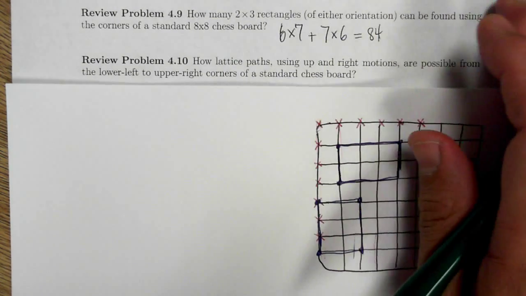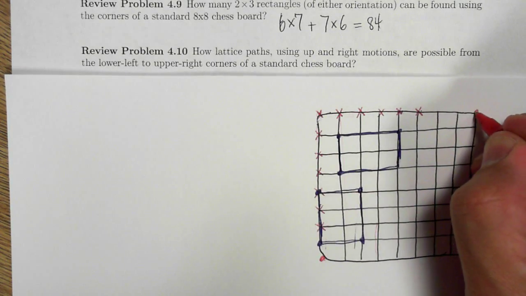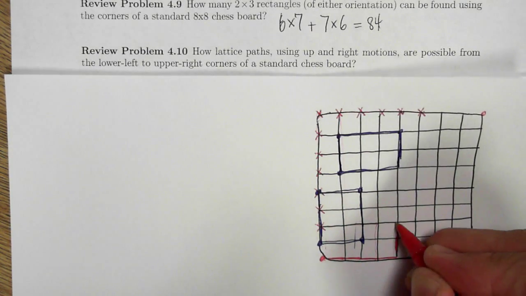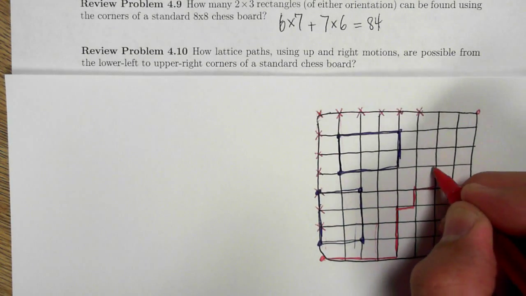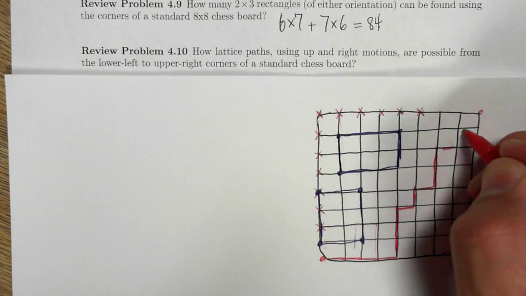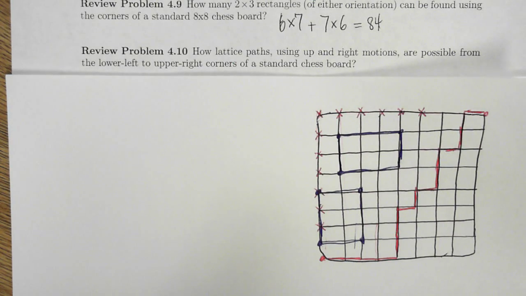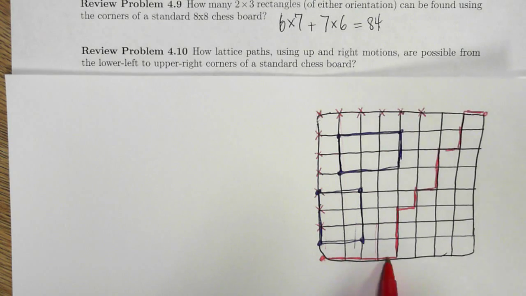Now, the more interesting question is problem number 10. How many lattice paths using up and right motions are possible if we just go from the lower left-hand corner to the upper right-hand corner? So for example, we can go right, right, right, right, up, up, up, right, up, right, up, up, right, up, up, right. And that would be one way of going from the lower left-hand corner to the upper right-hand corner by using only up and right motions.